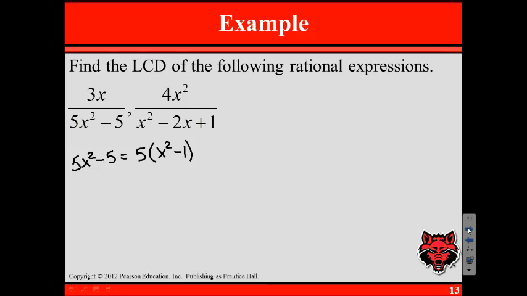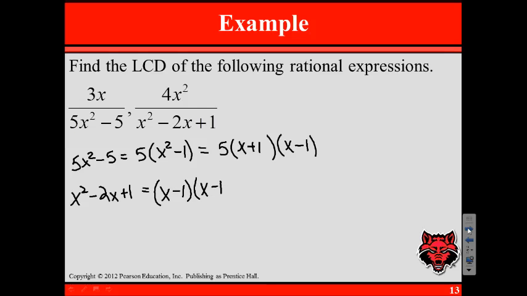Remember, 1 is the same thing as 1 squared, so we have x squared minus 1 squared, and that's in the form of a difference of squares. And difference of squares factors into x plus 1, in this case, and x minus 1. Let's try the same thing with the second denominator, x squared minus 2x plus 1. We're looking for two numbers that will multiply to a positive 1, but that will add to a negative 2. That would be negative 1 and negative 1. So we'd write this as x minus 1 times x minus 1.